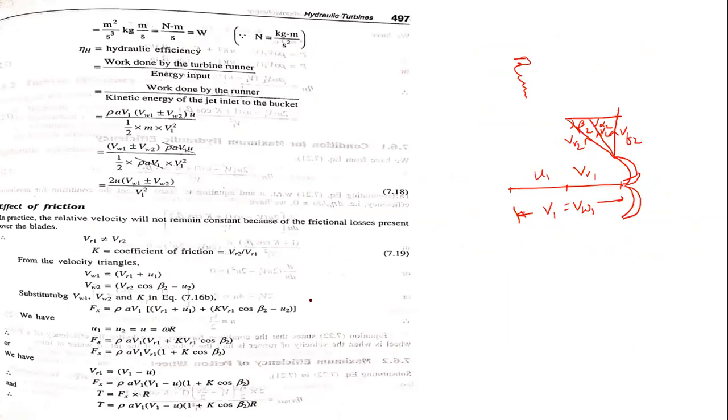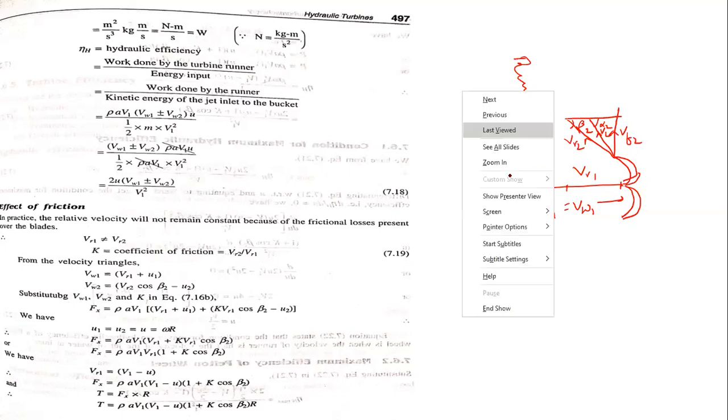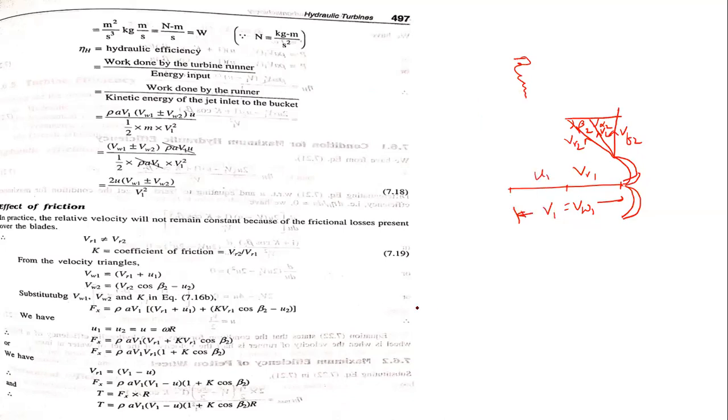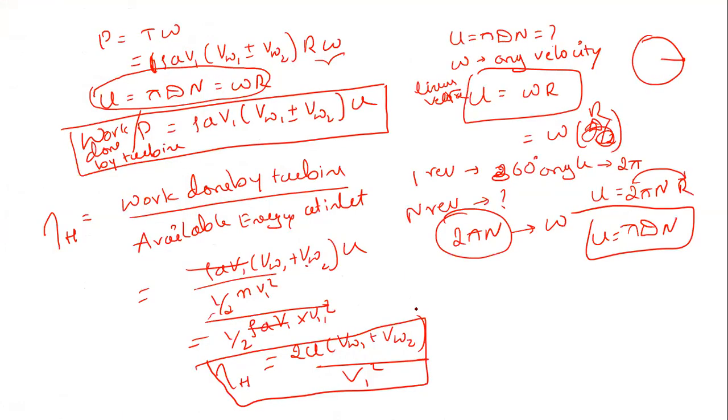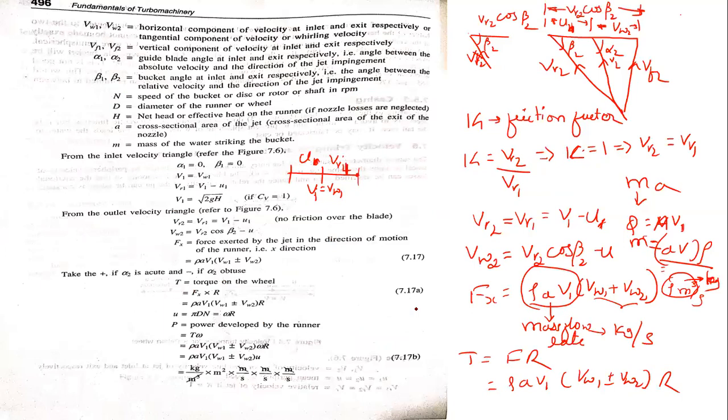Lastly, the next part is how to increase the efficiency: the condition for maximum efficiency. If we want to find the maximum efficiency, we have to consider all the practical conditions. Here we have considered the friction factor to be equal to 1. But in a practical sense, the friction factor cannot be equal to 1. If the friction factor is 1, that means there is no friction, so there should always be friction.